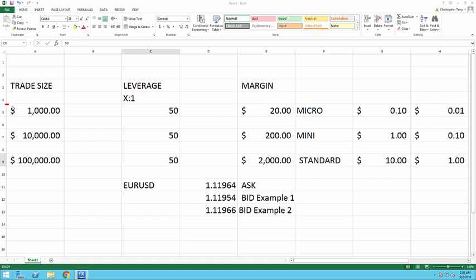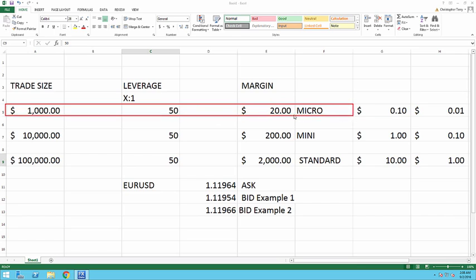So to trade a micro lot right here, you're going to leverage $1,000 with a deposit of $20, similar to the house of 100,000, and you're putting down 10,000. And every time this moves up or down 1 pip, you make 10 cents, or every pipette, remember this, the 5th digit, you make a penny.